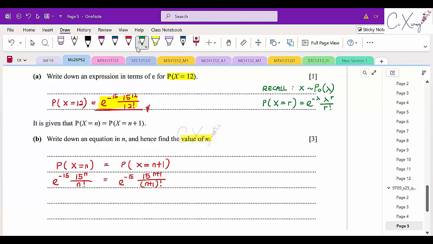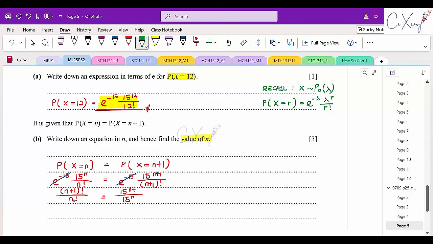And from here, very easily you can see that we can simplify e power negative 15 from both sides. And now I want to group all the factorials at one side. So I'm having n plus 1 factorial divided by n factorial equals 15 power n plus 1 divided by 15 power n. I wish to further simplify this part. How can I simplify n plus 1 factorial divided by n factorial?